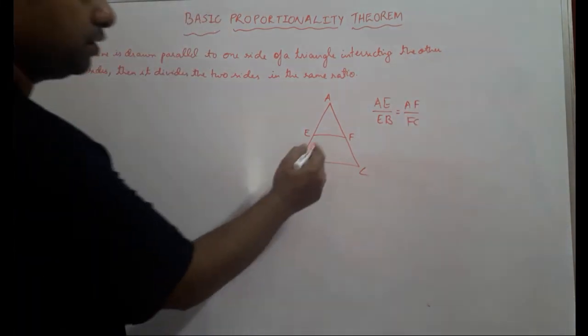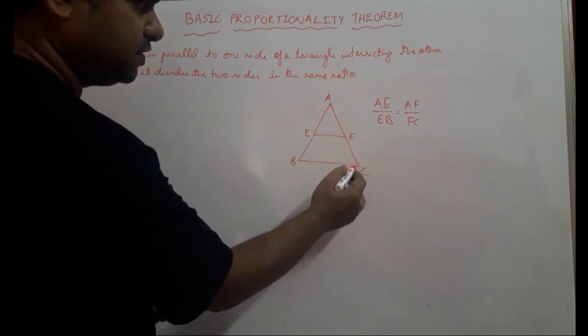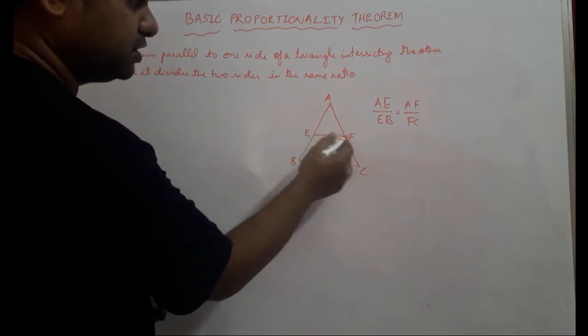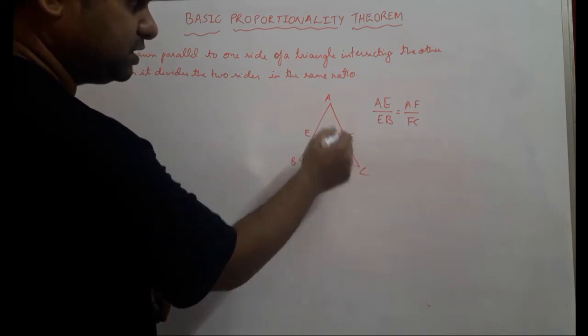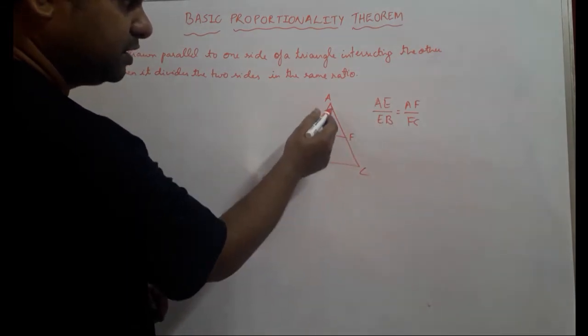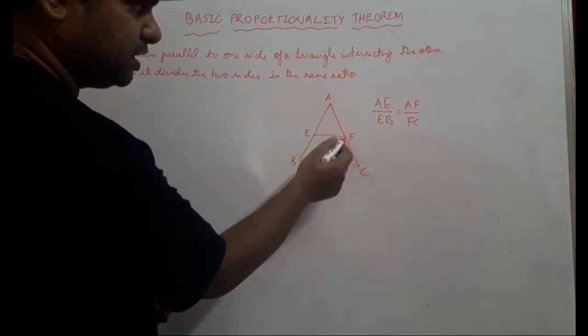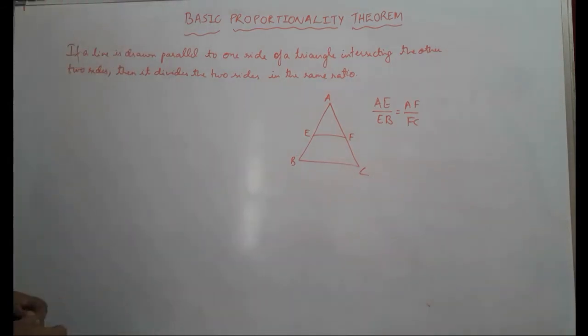That holds true only if you have a line that is parallel to the third side of the triangle and it joins the other two sides. So it divides the two sides into equal ratio this way, AE upon EB, which will be equal to AF upon FC. So let us prove this theorem and see how we get this in equal proportions.